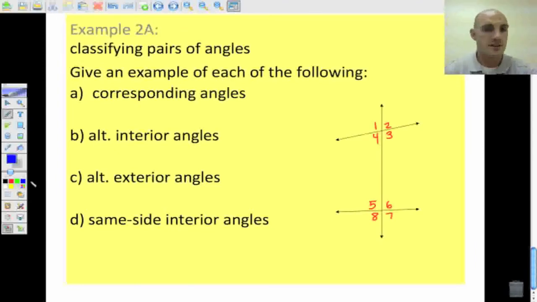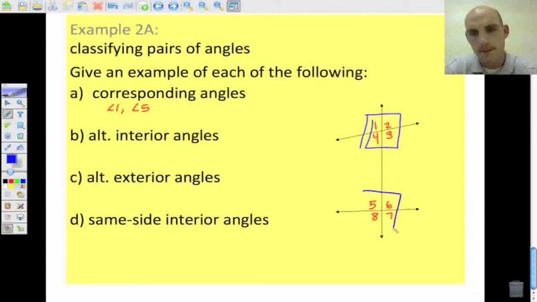We're going to give an example of each of the following. If you feel confident with this, you want to go back and use your notes, good, do it. Go ahead, try that. I'm going to go through it right now for you. Corresponding angles. I'm thinking angle 1 and angle 5. If I have like 2 picture windows here, this is how I like to think of it. The upper left goes with the upper left. Or I could say upper right goes with upper right. So angle 2 and angle 6.